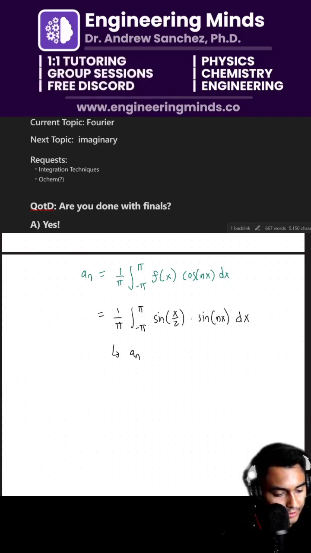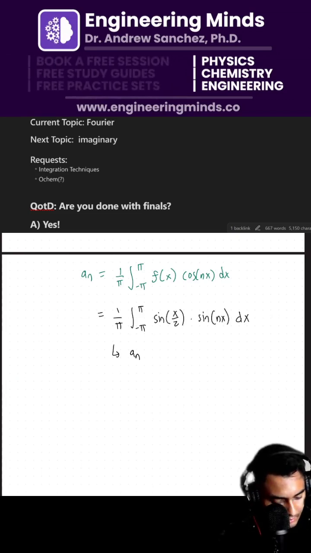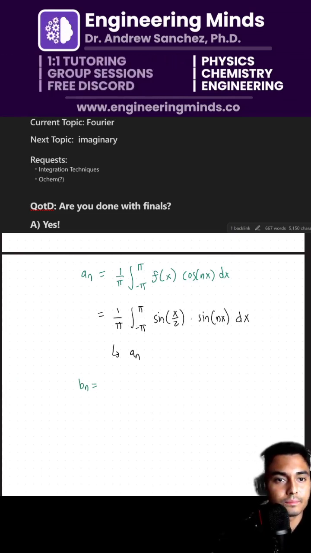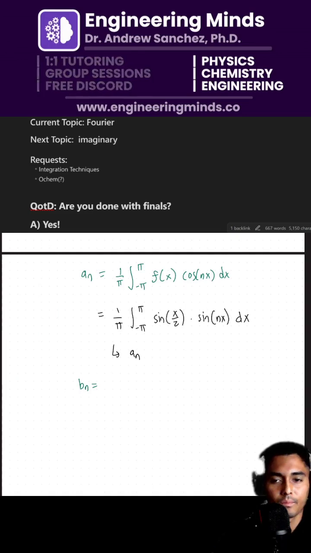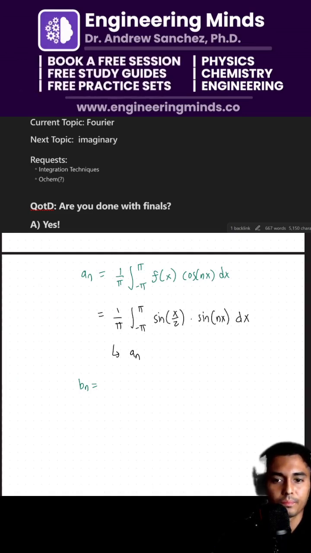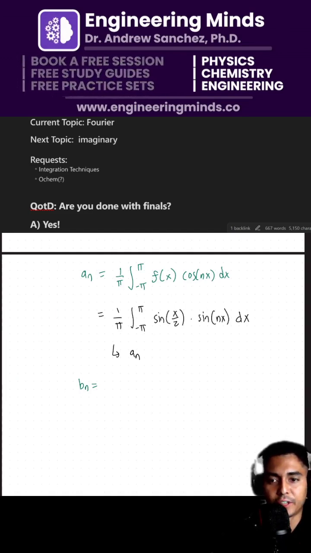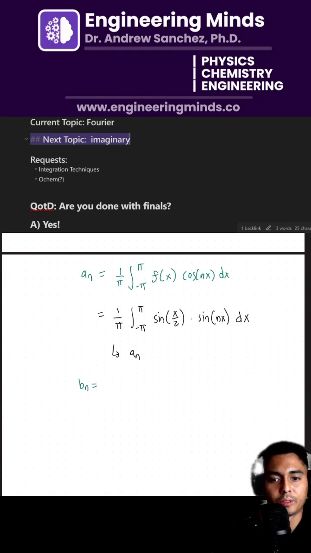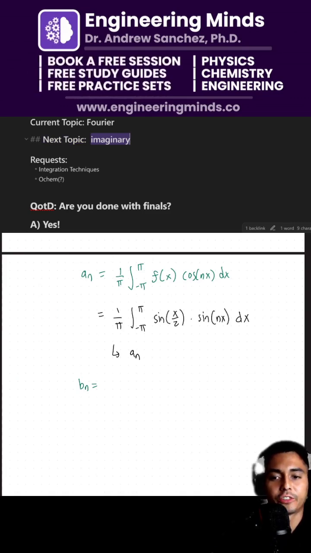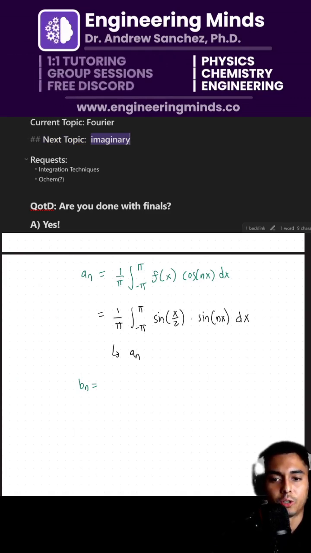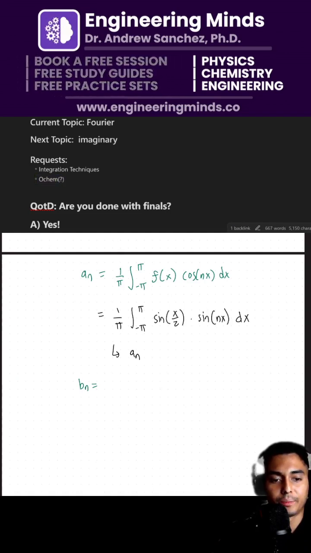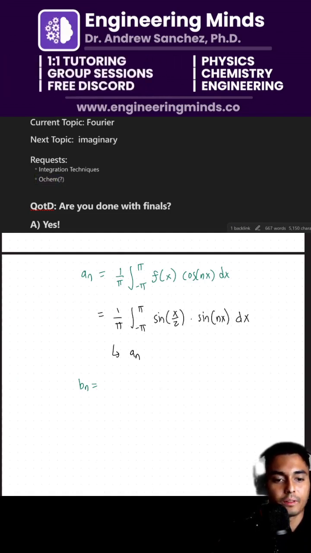And then b sub n, what's going to be b sub n? Let me just write down the formula for b sub n, and then I'm going to move on to the next person because I'm running out of time. Next person will be the person that asked about imaginary numbers. If that's still you and you're still here, comment okay to let me know that you're still here. And then the person that asked about integration techniques. And then finally, last question will be the OChem question from our friend.